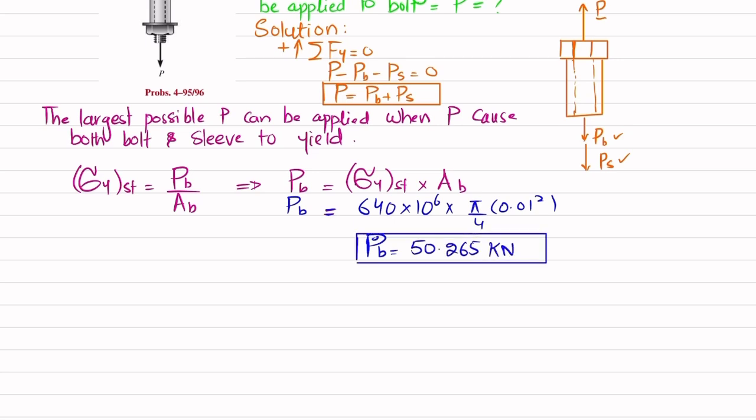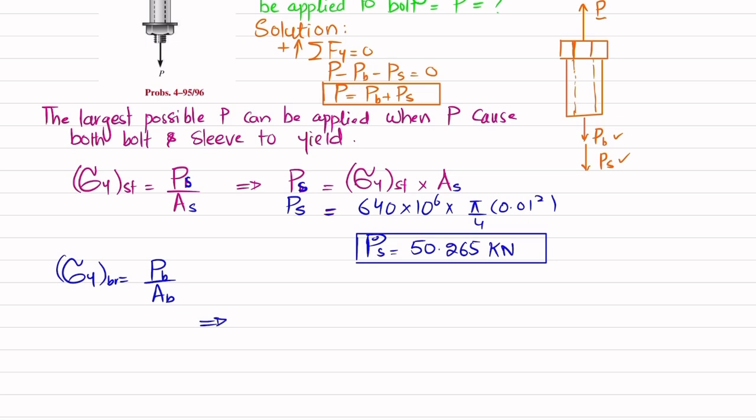Now we'll find the load PS of the sleeve. So we have yield strength for bronze that will be equal to P of brass divided by area of brass. Similarly, this is P of steel, PS, because this is the load taken by the steel, divided by AS, area of steel. So kindly make this correction.